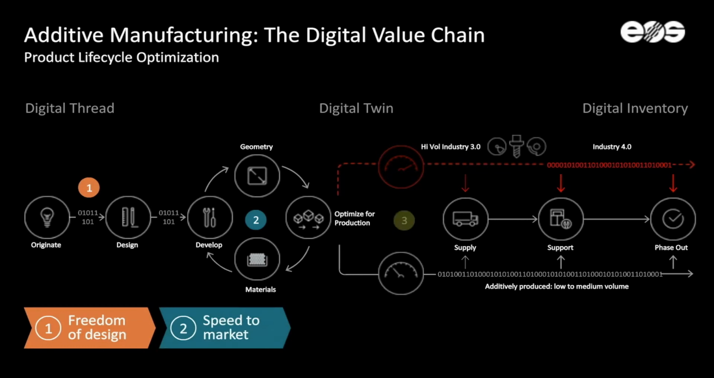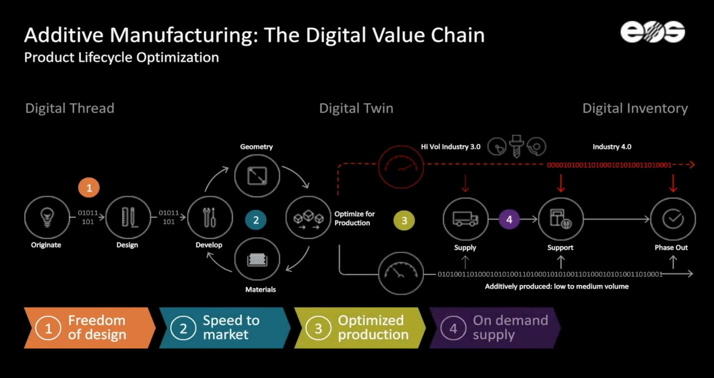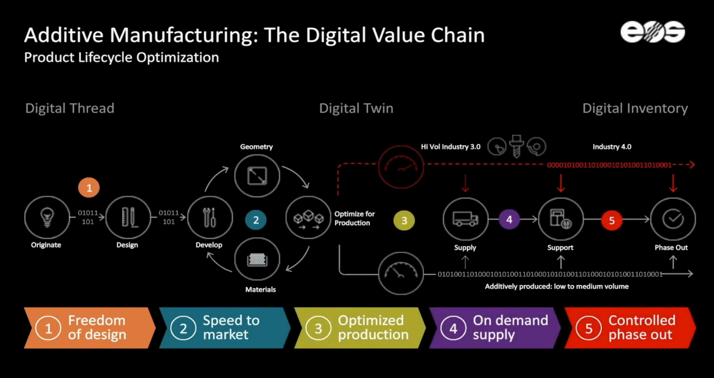At step 3, now clever designers optimize the data for production. At this point, commercial imperatives kick in and production paths may diverge depending on the cost considerations. It may be better to produce a simple, high-volume, low-cost part by traditional manufacturing methods, such as, say, injection molding or subtractive machining, whereas complex, low-volume, high-value parts might be produced additively.